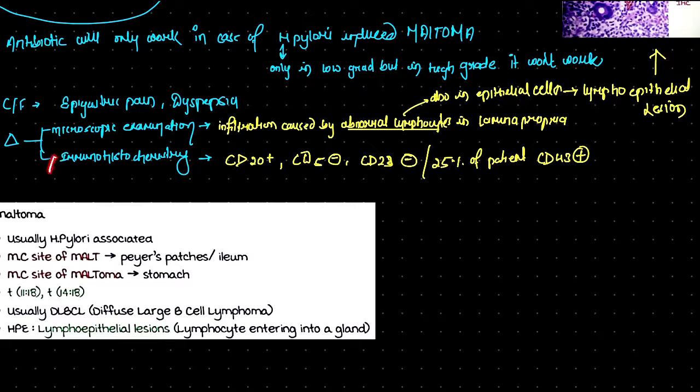Talking about immunohistochemistry, we will see positivity for CD20, right, and negativity for CD5 and CD23, right. Similarly, 25% of patients will have CD43 positivity.